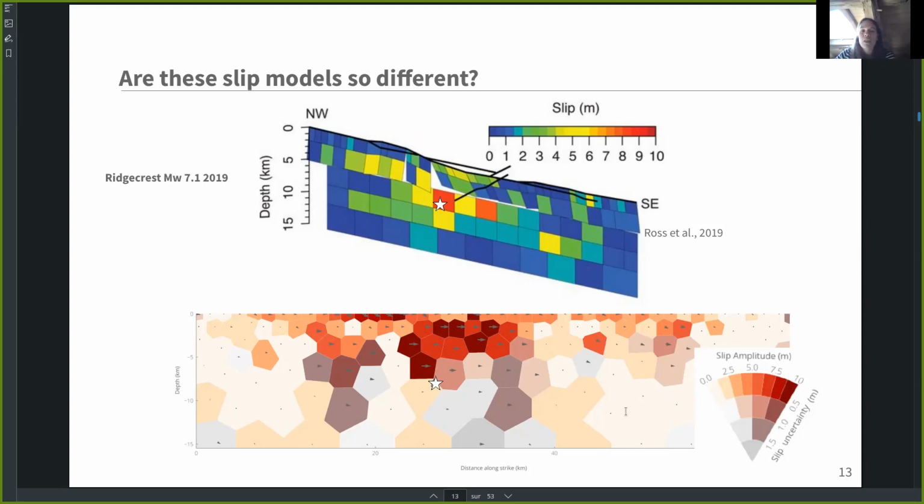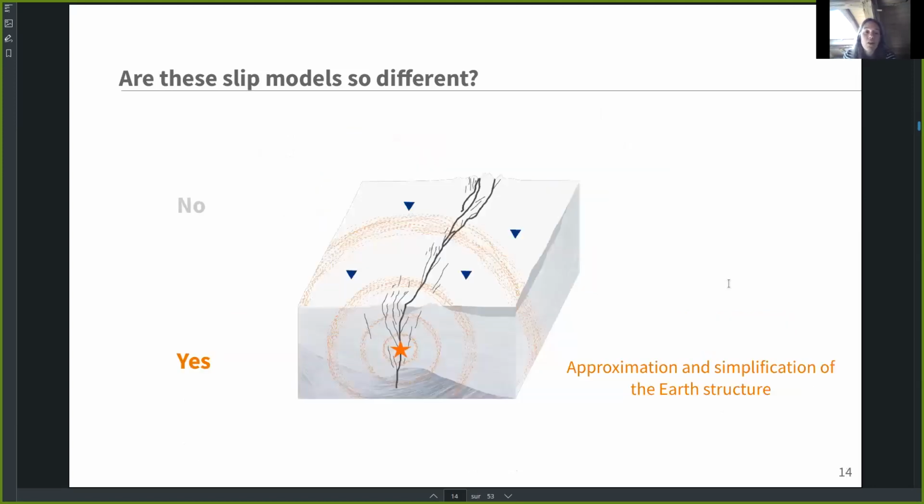And actually, the only difference between these two models are the assumptions we made about the Earth's physics. So about the fault geometry, about the way we parameterize the problem, about the crustal structure, and about the uncertainties that we considered. So the other answer to this question is yes, all of these slip models are different because of the way they were regularized first, but also and mainly because of the approximation and simplification of the Earth structure that have been made.